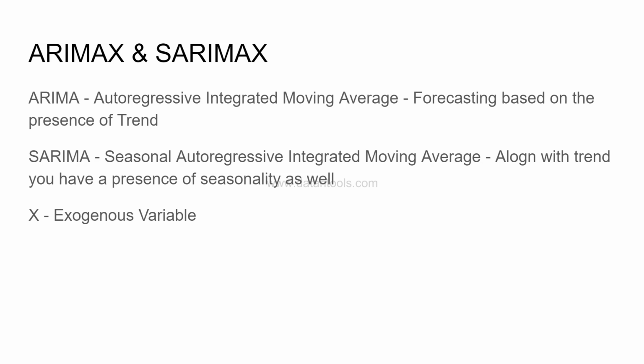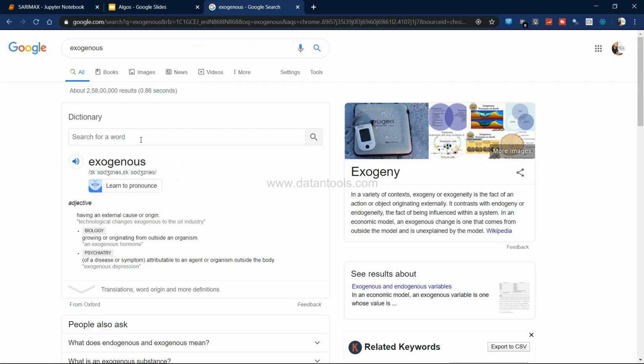Before I explain the theory, I think it will become very clear in just 1 second if you look at the definition of exogenous variable. I have it here in Google. Exogenous is basically having an external cause or origin. That means there is some other external factor which is impacting it. Or in biology it says growing or originating from outside an organism, or in psychiatry, a disease or symptom attributable to an agent outside the body. So all in all, it is saying that there is some factor which is outside of the overall factor that we are studying.